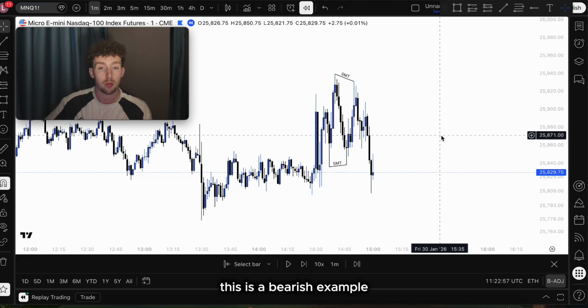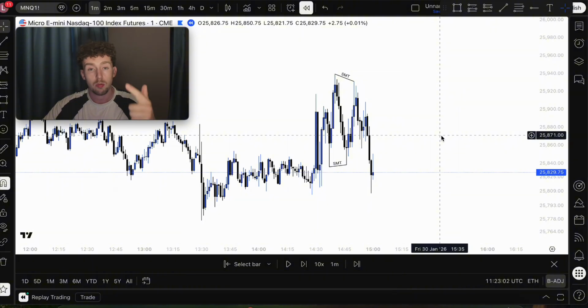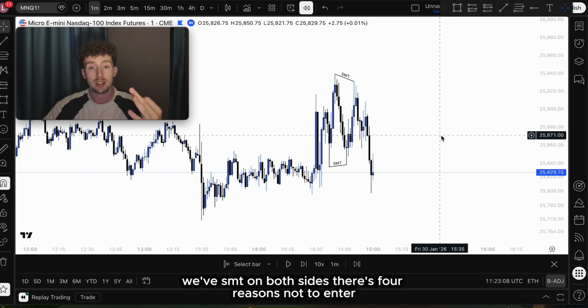This is a bearish example. Remember, three reasons we don't love this trade. Consolidation, a load of reasons actually, not three. Consolidation, we don't have a clear draw on liquidity. We didn't tap into a key area. We've SMT on both sides. There's four reasons not to enter.